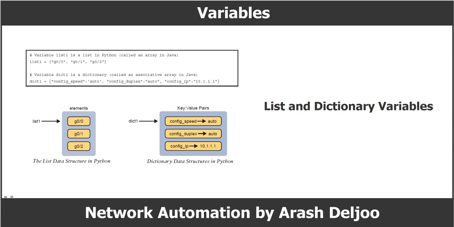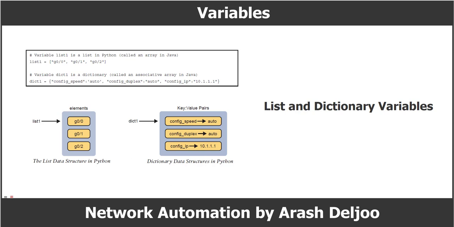First, consider the variable name list1 in this example. Note that the lines that begin with a number sign or pound sign are comment lines. Look here. Variable list1 is a list in Python, called an array in Java. List1 equals Gigabit0/0, G0/1, G0/2. This is a list variable.